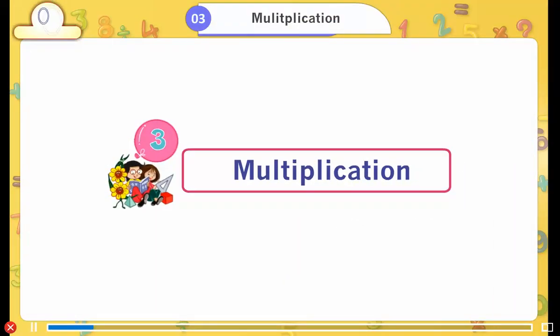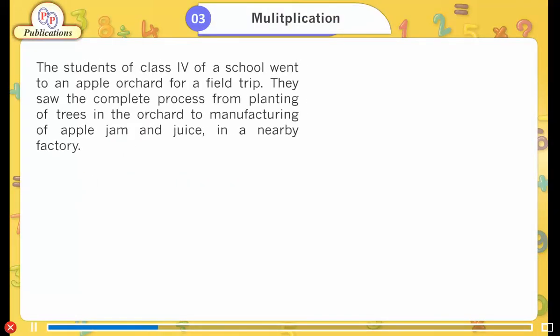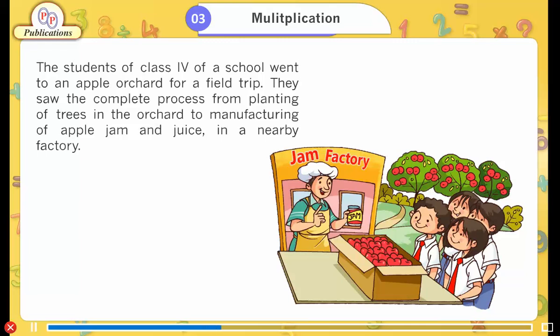Chapter 3: Multiplication. The students of class 4 of a school went to an apple orchard for a field trip. They saw the complete process from planting of trees in the orchard to manufacturing of apple jam and juice in a nearby factory.